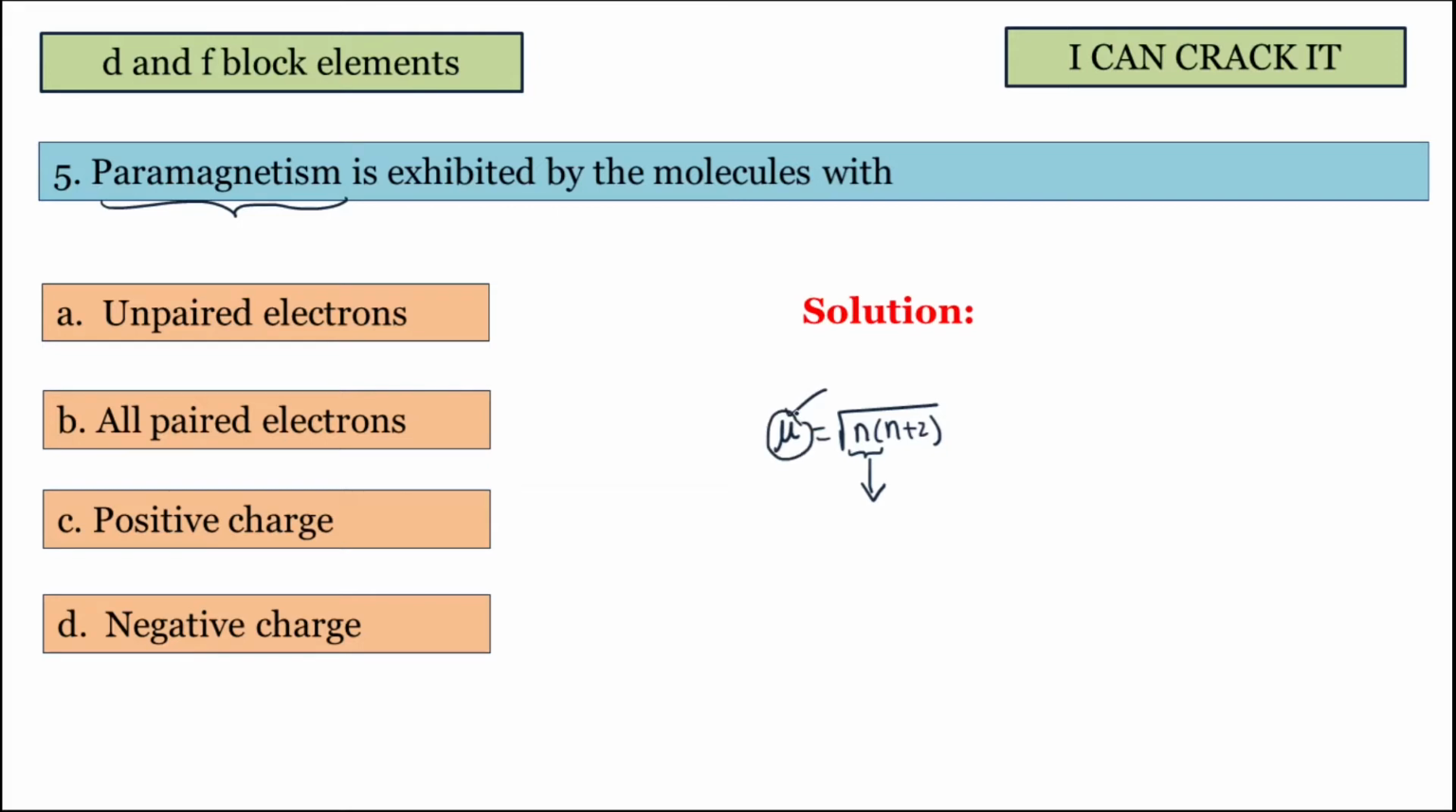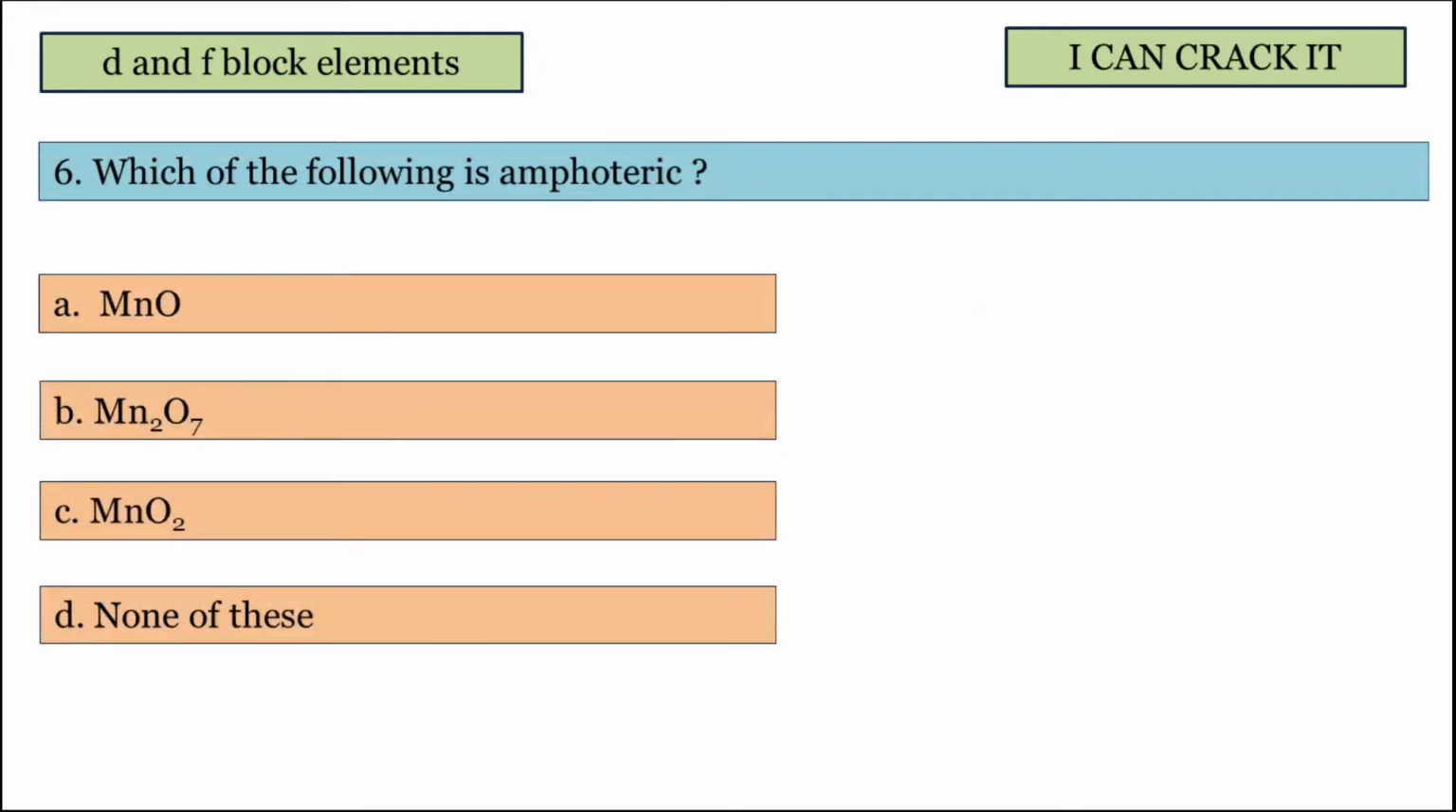So if you have spin only magnetic moment, that means the elements have what? The paramagnetic property. To have paramagnetic property, you should have mu. To have mu, you should have unpaired electrons. Right. So the fifth question answer is option A, unpaired electrons. Let's look into the sixth question now.